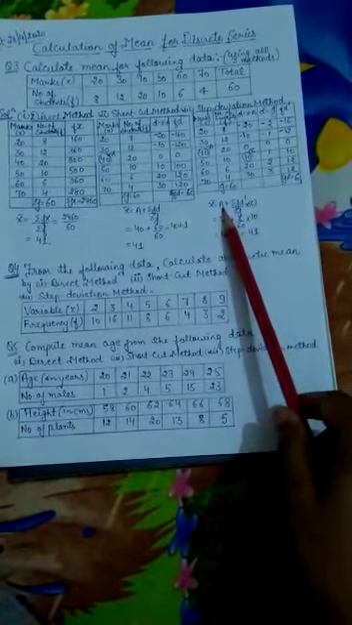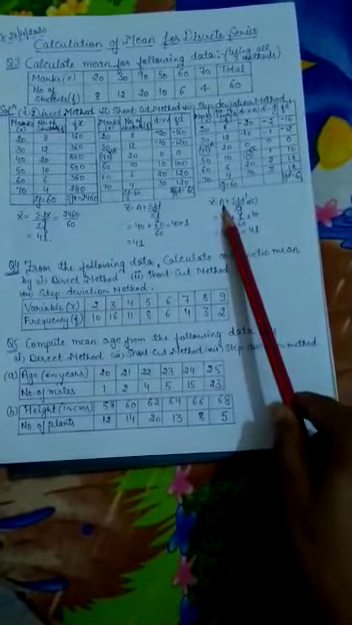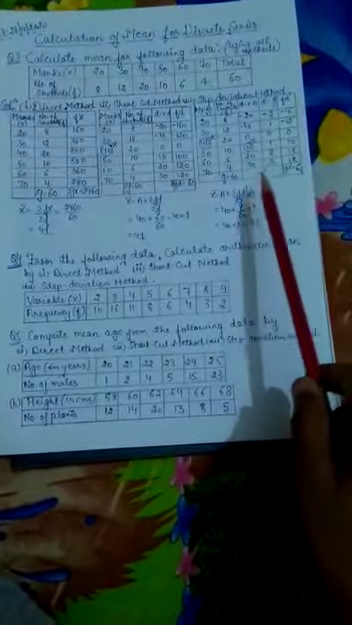A is assumed value from x column. And in this, what is d dash? d dash is the value which we get after dividing the deviated terms by the common factor. Then sigma f is again total of all the frequencies. C is the common factor. fd means product of f and d dash. Sigma means total of all those products.